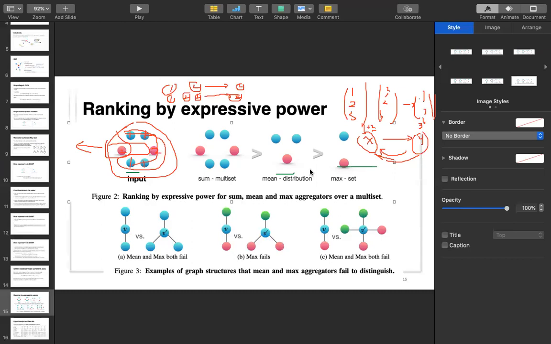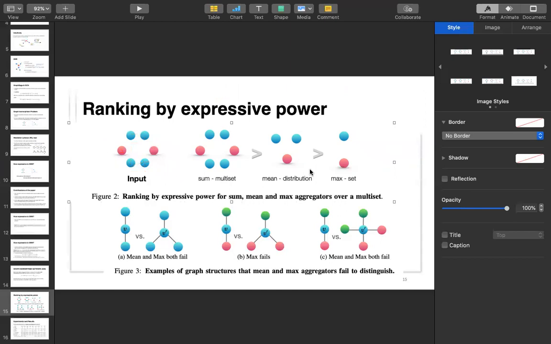Let's keep going on. I think the sum can still somehow lose the information, because different inputs can give the same y. And how about the mean? You can understand it in a similar way: if we take the mean aggregator, there is no difference between this 3-node structure and this 6-node structure.